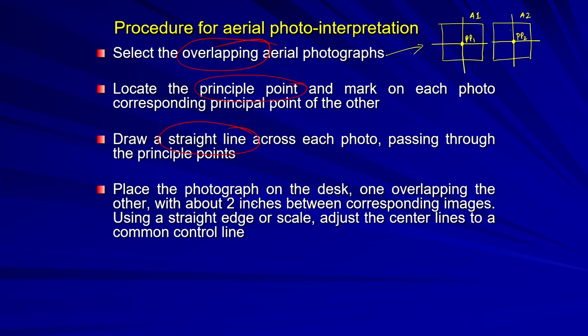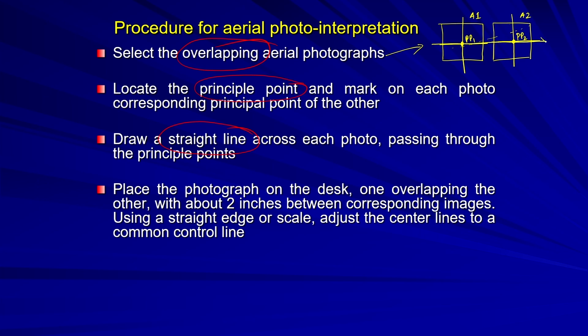We have talked about this, but the other point which is left out is to place the photographs on the desk, one overlapping the other with about 2 inches between the corresponding images, using a straight edge or scale to adjust the center line to the common line. If you adjust this properly, these 2 points and all that, it will help you in getting the 3D. Suppose your line of flight is coming something like this, then in that direction you will have to adjust your photographs. But in this case, since both the points are in the center, this will be your line of flight here.